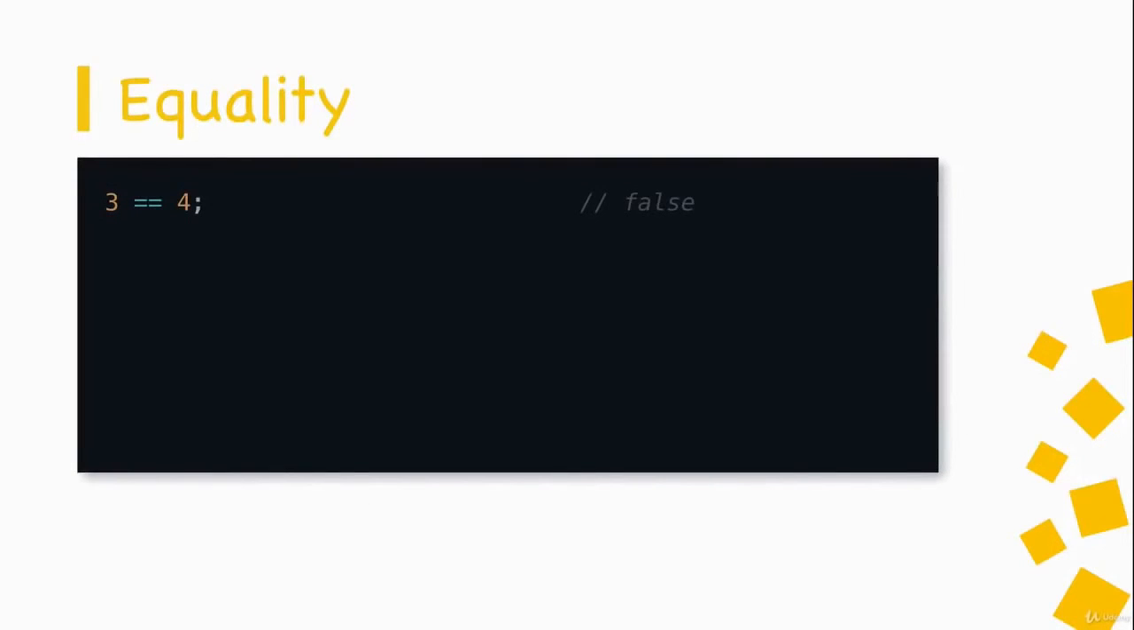Of course, if the values are not the same, the equality operator will return false. So for example, 3 is equal to 4 returns false because 3 is not equal to 4. The values don't match. Also note that the string "true" is not equal to the Boolean true. These don't have the same values. That's why it's false as well.